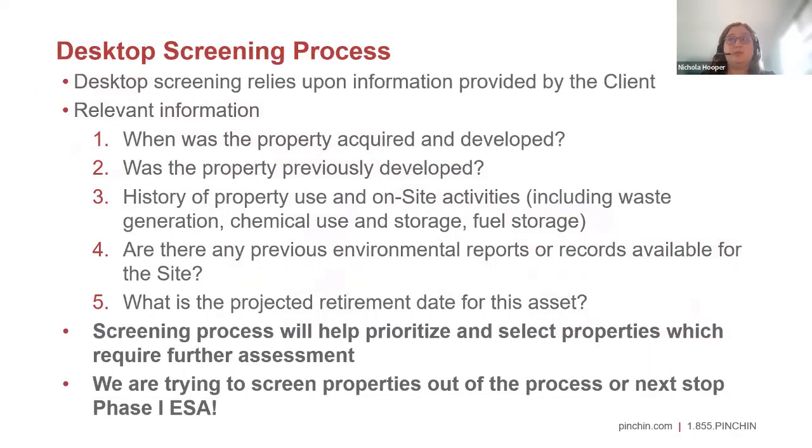The first step is a desktop screening process. This relies on information that was provided by the client. The kind of information we're looking for is when was the property acquired, developed, was the property previously developed, what were the historic uses of the properties and their on-site activities, including waste generation, chemical use storage, fuel storage. Are there any previous environmental reports that we can review or records available for us from their former operations? And when is the projected retirement date of this asset? The screening process will help us prioritize and select properties which require further assessment. We're trying to screen out properties at this point. If they're not screened out, then the next step that we have to go through is the Phase One Environmental Site Assessment process. Next slide, please.